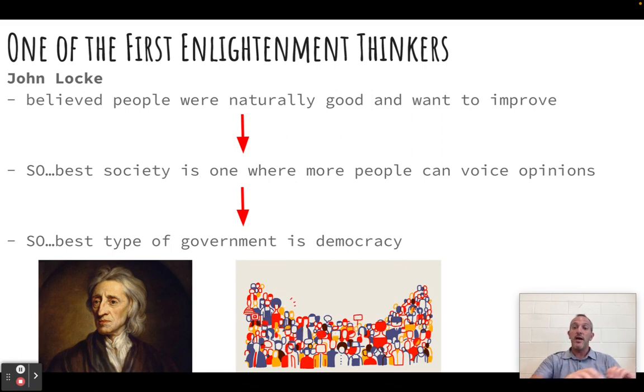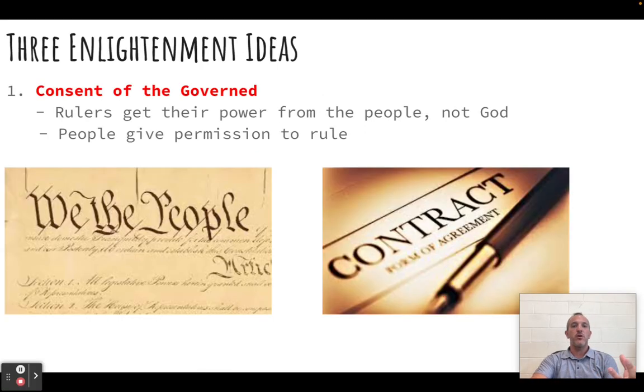And people at the time, super intellectual, super smart people, are going to take this idea and expand on it even more and say, hey, if we're going to have this government where people can voice their opinion, how much should they be able to voice their opinion? How much should it be limited? What should be the role of everything? And that is the foundation of this period called the Enlightenment.